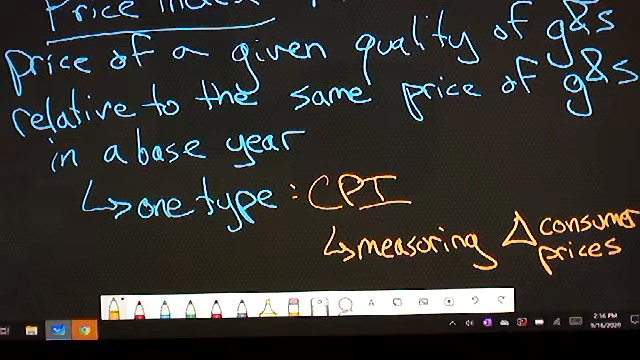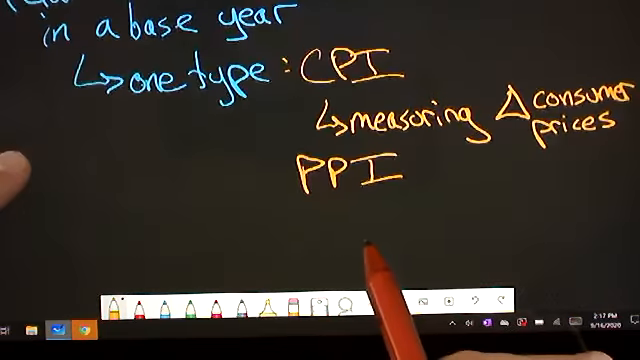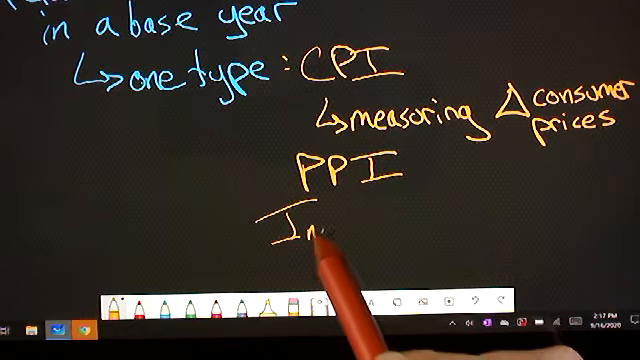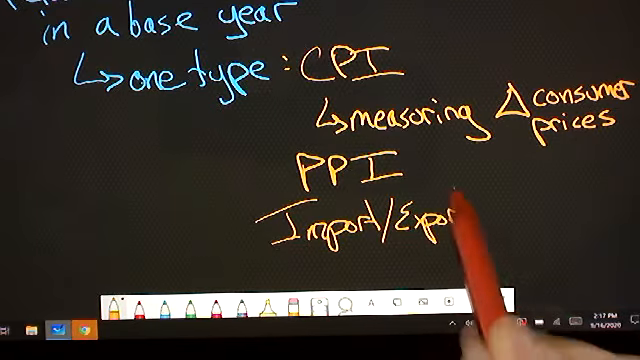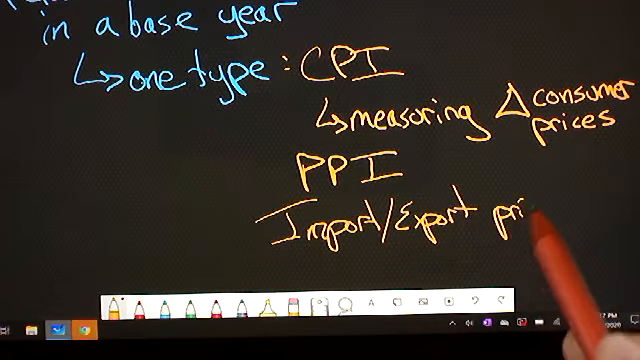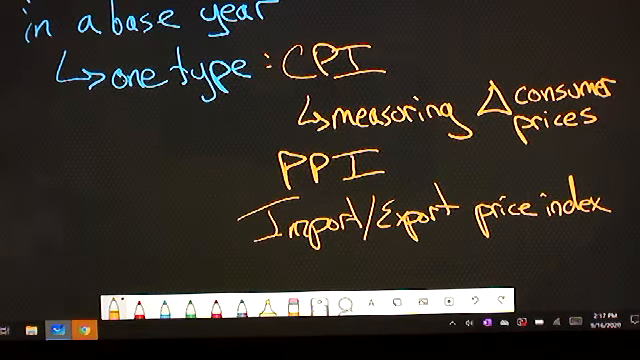There's a PPI that measures the changes in the producers' prices, the producer price index. There's also an import and export price index for all the international trade that happens.